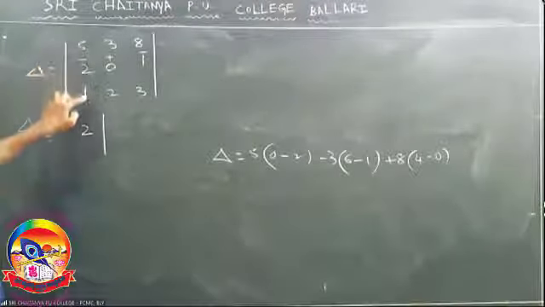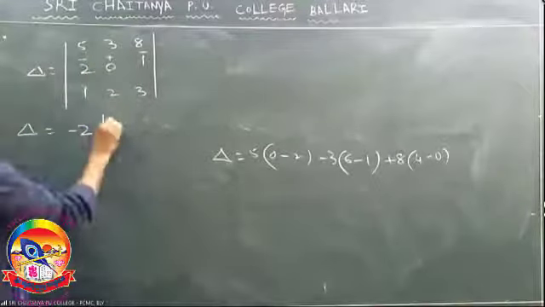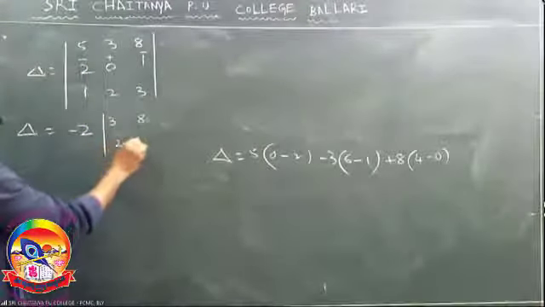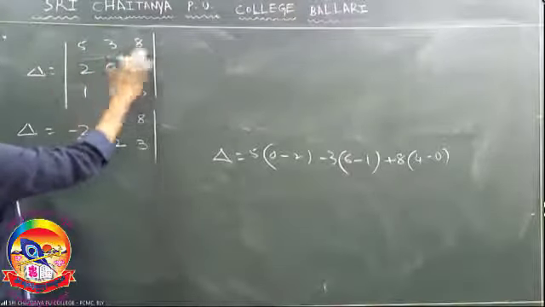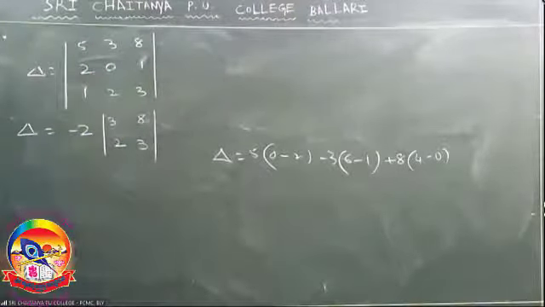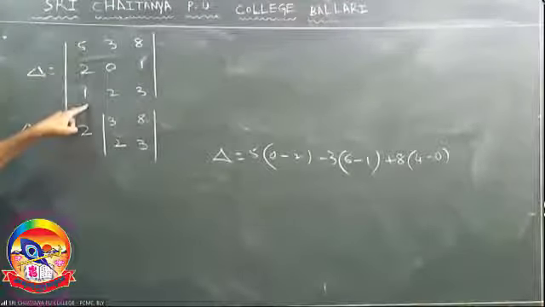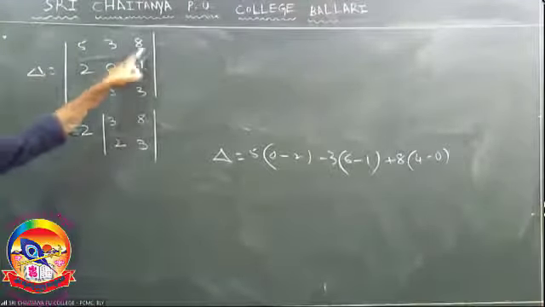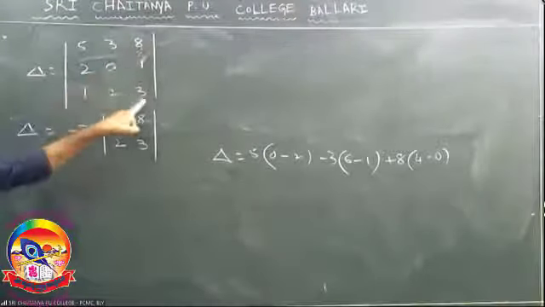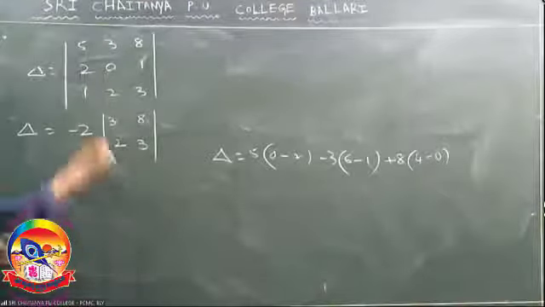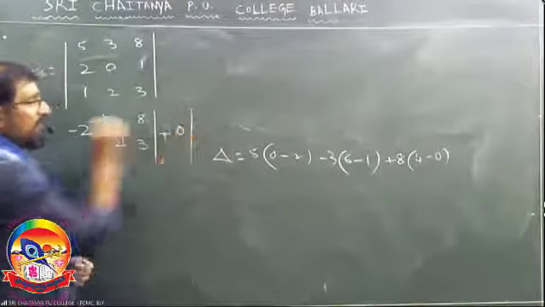Exclude this column and this row, you will have 3, 8, 2, 3. Am I right? For my convenience, I wrote; you should not write directly. I am repeating: minus 2 into, excluding this column and this row, there will be 4 elements: 3, 8, 2, 3. Now it is negative over now. This becomes positive. 0 into delta of.